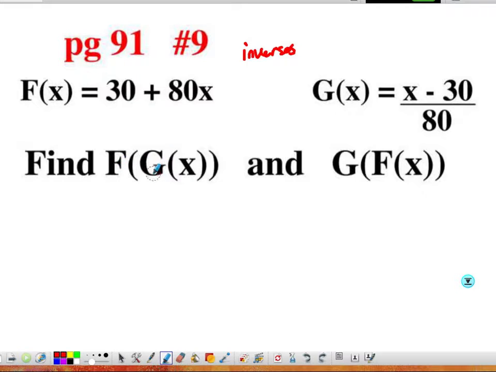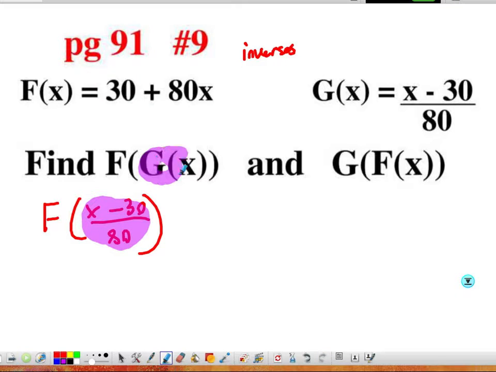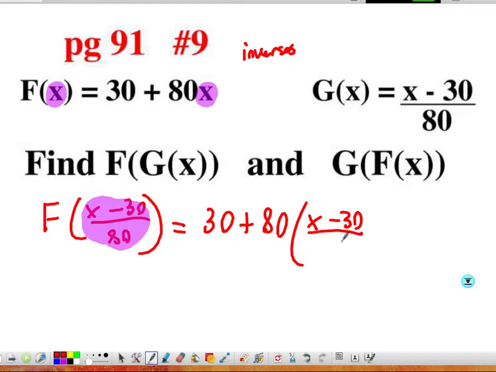So first thing we want to do here is find f of g of x. First of all, what is g of x equal to? Well, g of x is equal to (x minus 30) divided by 80. And so what we want to find out really is f of (x minus 30 divided by 80). And how am I going to do that? Well, this is my inner function here. I want to take this expression, and it's going to be replacing x, specifically right there. It's going to look like this. 30 plus 80, and instead of writing x, x is going to be replaced with (x minus 30) divided by 80. That's it. That is how you compose both functions.